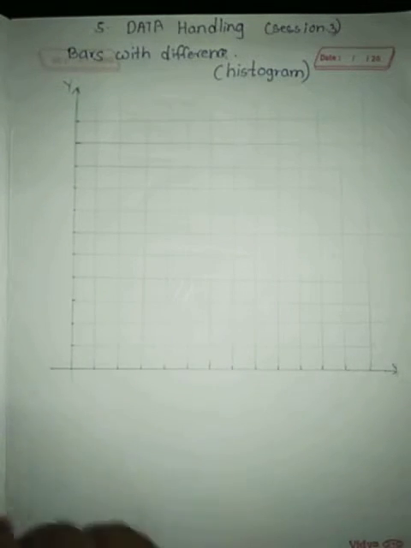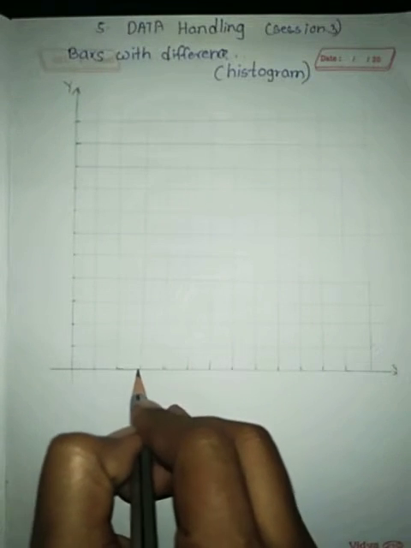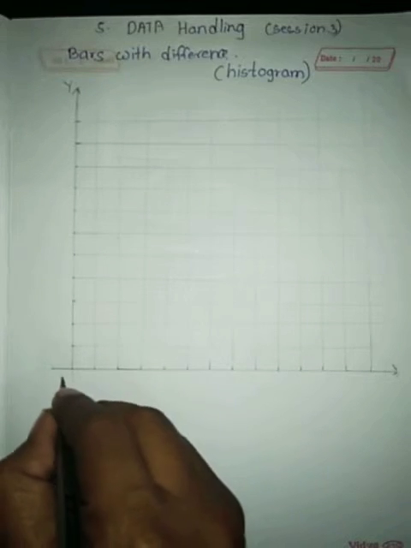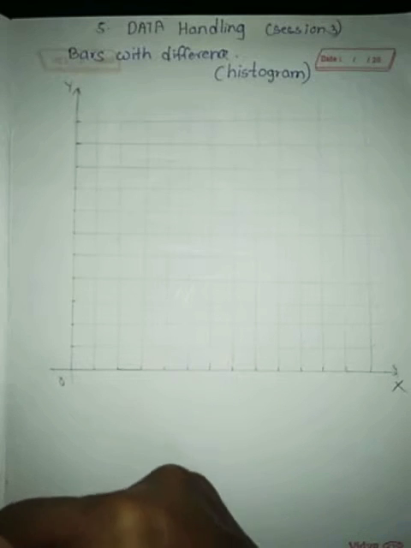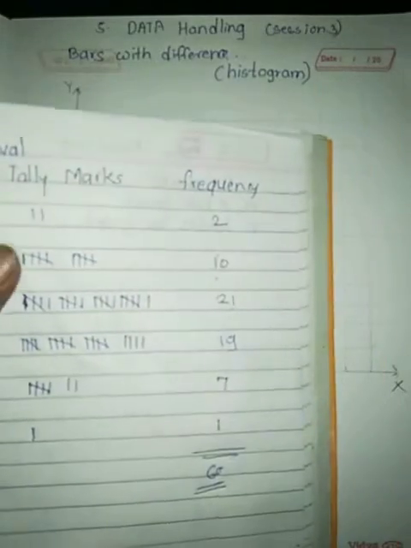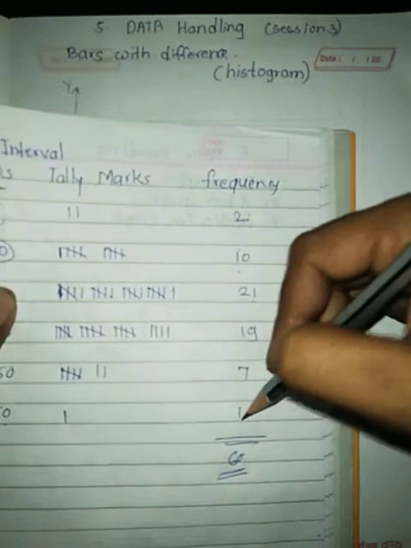Bars with a difference is nothing but a histogram. For a bar graph, if I draw one bar here and one here, I have to give a space between them. But here it is not like that, you have to draw the bars continuously on the graph paper. That is the difference of a histogram. Now see here, this is the table, and the frequencies 2, 10, 20, 19, 7, 1 are given.